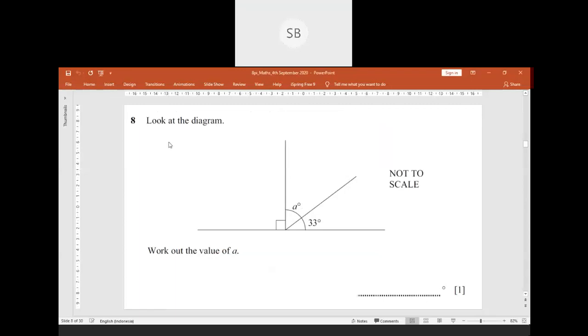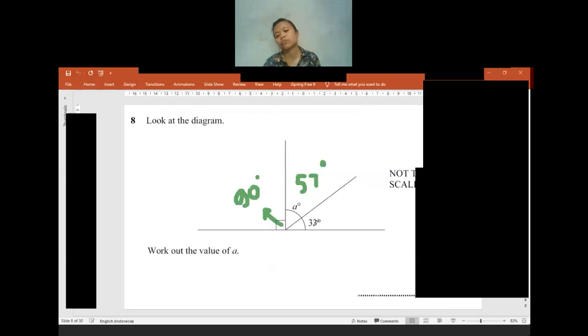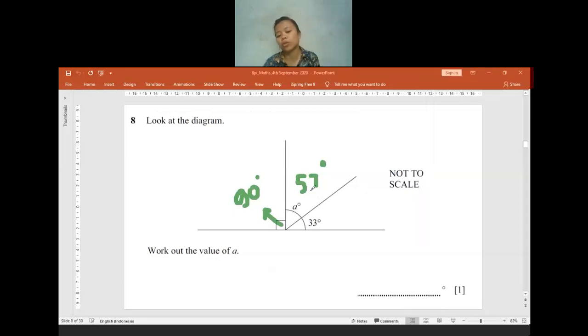Okay, 57 degrees. For question 8, correct, the answer will be 57 degrees. As you know, a straight line in total is 180 degrees, and we have this symbol, which means this is already 90 degrees. So the other part will be 90 degrees in total also. So how many plus 33 will equal 90 degrees? We have 57. That's why the answer is 57 degrees.